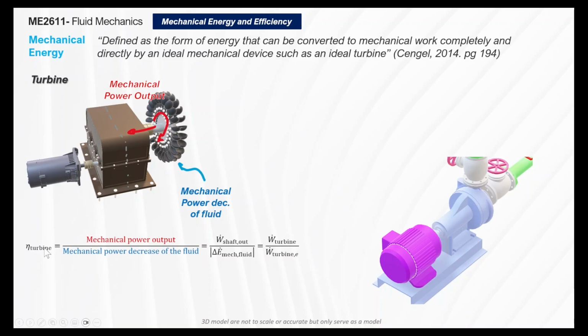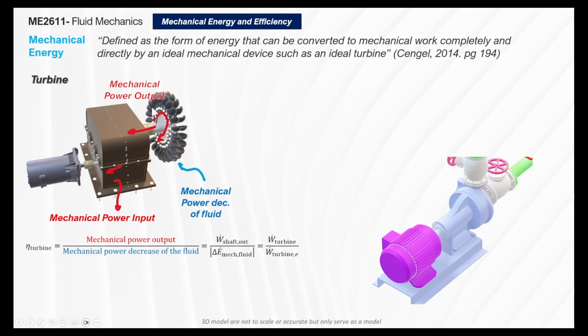You get the efficiency of the turbine, which is simply the mechanical power output over the mechanical power decrease of the fluid, or input in this case. This also translates as the shaft work out over the change in mechanical energy of the fluid. In this case, work of the turbine divided by the mechanical energy input.